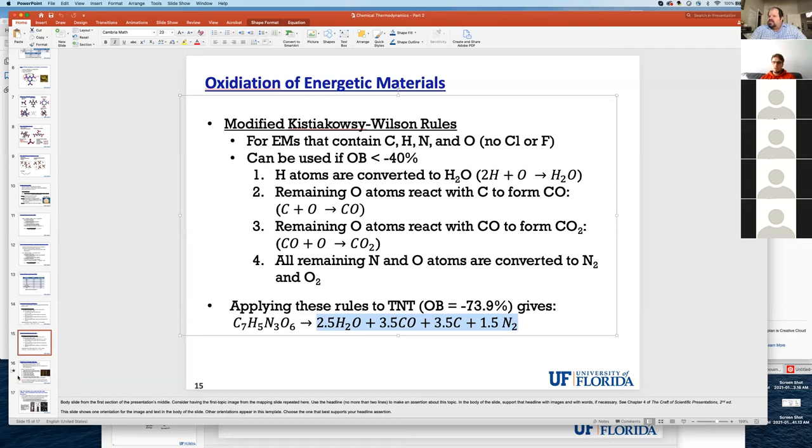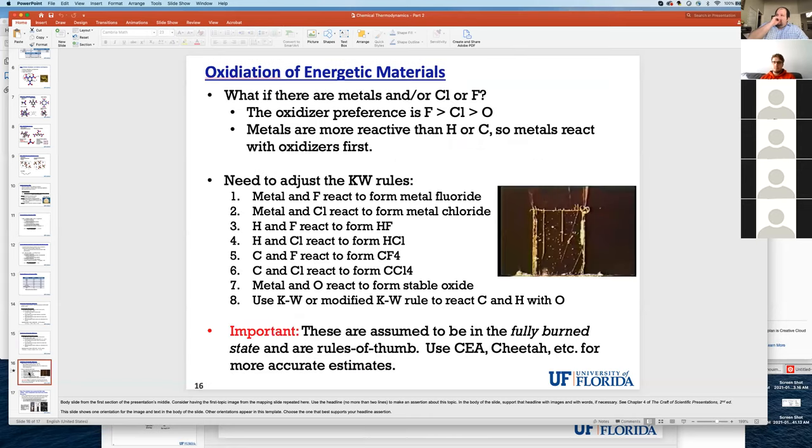Okay, so any questions on this? Okay, now we'll just continue with this. I'm just going to state the rules. There's now a whole wide variety of fuels and oxidizers, especially in this day and age. They are making materials called reactive materials, which are metals not mixed at the molecular level, but they contain fluorine and aluminum and all sorts of crazy ingredients. If you want to find the oxygen balance for those materials, you can have fluorine and chlorine and all sorts of metals, and so they start getting a lot more complicated.